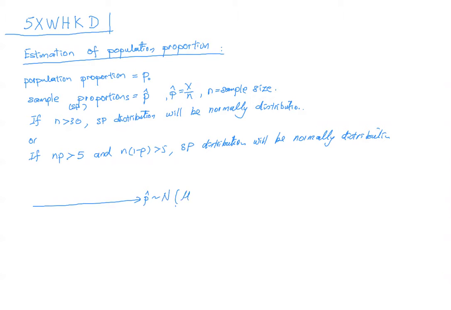The mean for the sample proportion distribution will be equal to the population proportion, which is P. So since we don't have the P naught, we take our sample proportion P hat. Then the standard deviation will be equal to the square root of the population variance divided by square root of n. So that's how you get the formula.